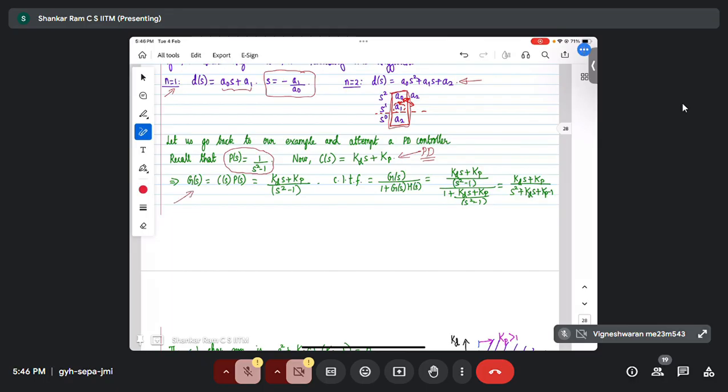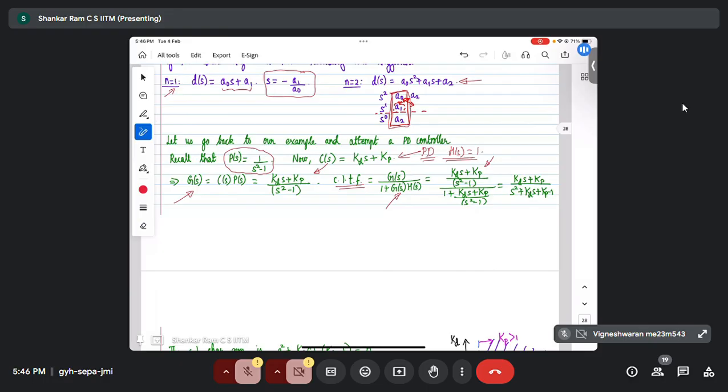The feedback path transfer function is C of s times P of s, which is KD s plus KP divided by s squared minus 1. The closed loop transfer function is going to be G of s divided by 1 plus G of s H of s. Since we have unity feedback, H of s is 1. So G of s is KD s plus KP divided by s squared minus 1, and then 1 divided by 1 plus KD s plus KP divided by s squared minus 1.